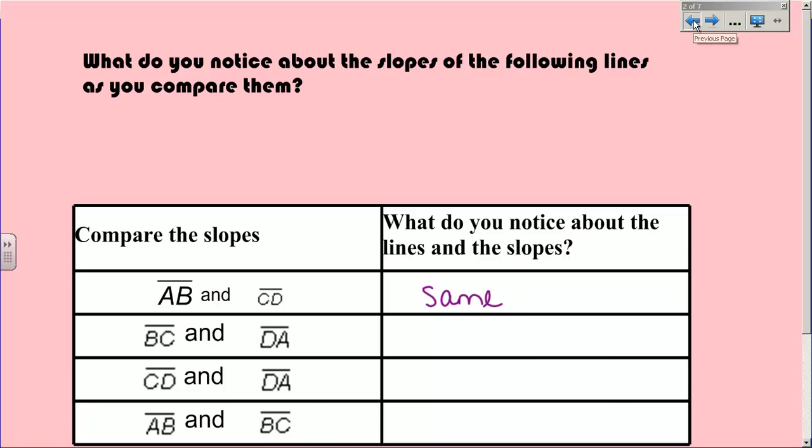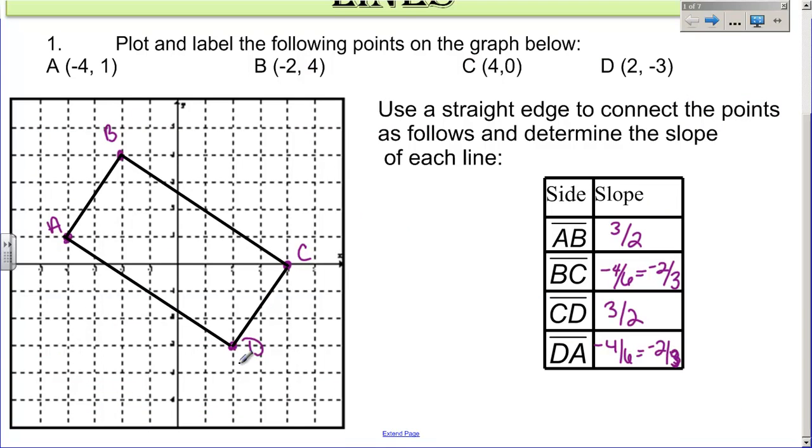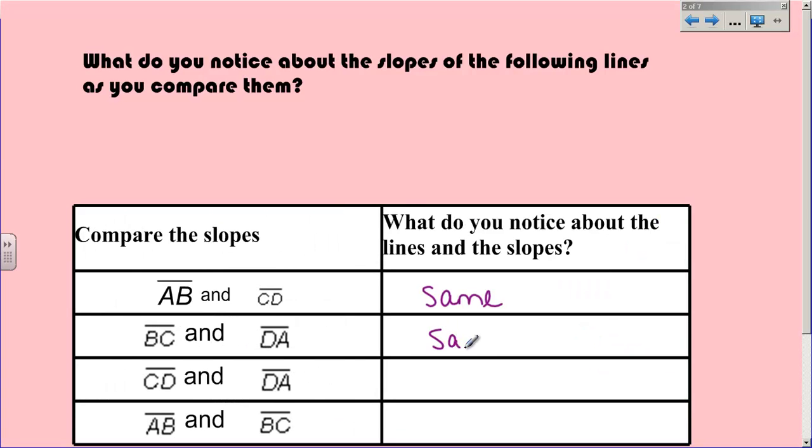Now the next pair is BC and DA. Well, BC and DA are also parallel. They are the top and the bottom of the rectangle, and so their slopes are -2/3 and -2/3. Well, their slopes are also the same. These lines were what we call parallel. This is the symbol for parallel.